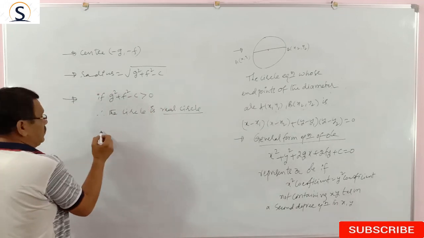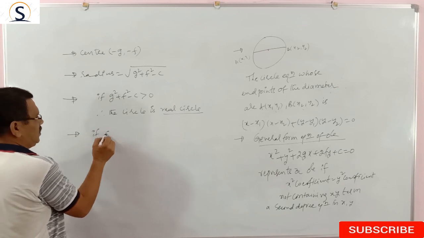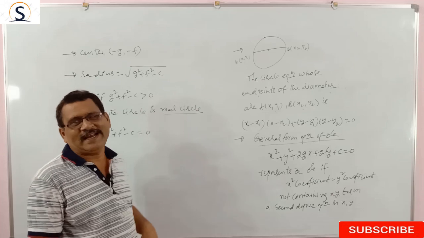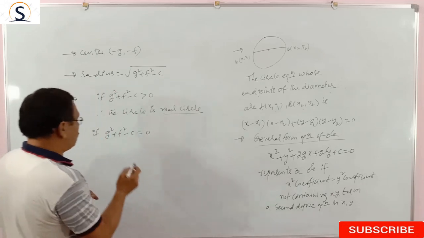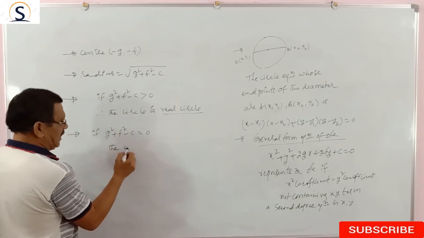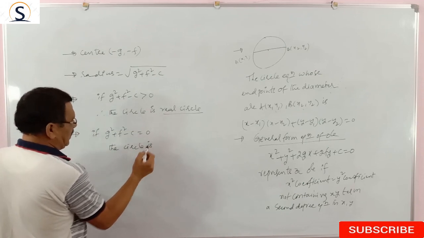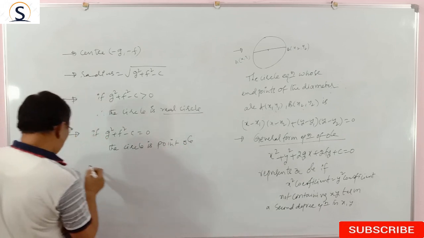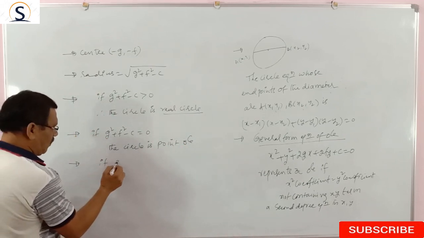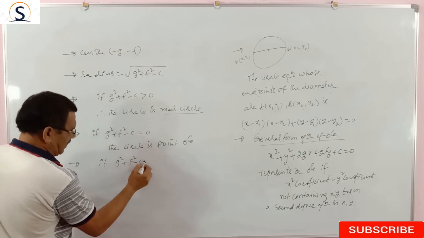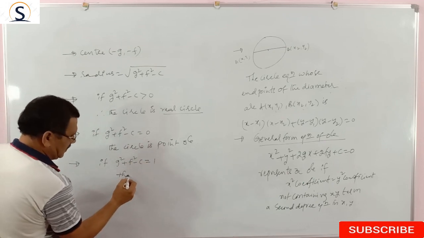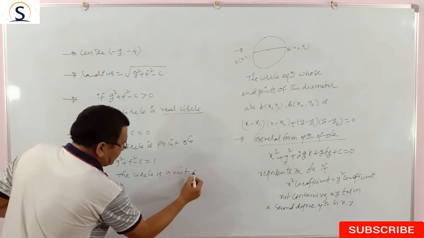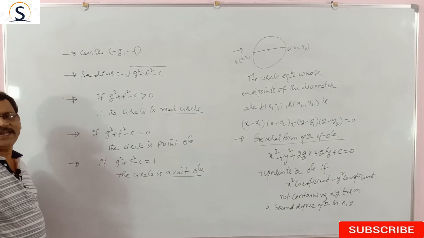Right? Next, if g square plus f square minus c is equal to 0, that means the radius is equal to 0. Radius equal to 0 means the circle is a point circle. If g square plus f square minus c is equal to 1, the circle is a unit circle. It is a unit circle.